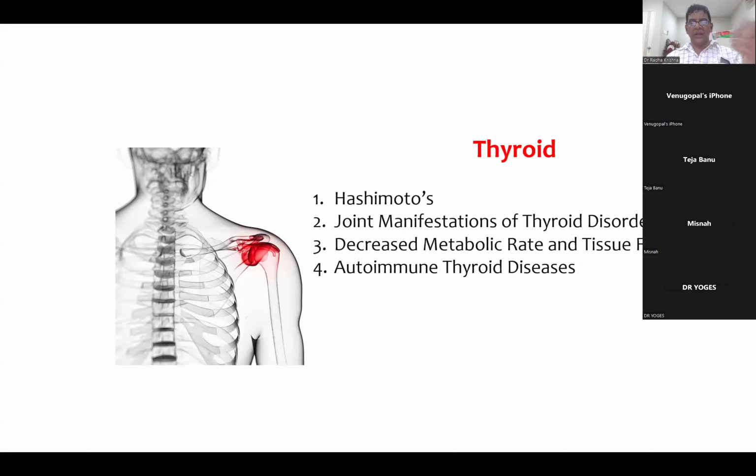It can be associated with Hashimoto's. Joint manifestation of thyroid disorders: decreased metabolic rate and tissue disturbances, and autoimmune thyroid disease is associated with frozen shoulder. So most of us will tend to be so focused on the shoulder that we forget about the systemic diseases.